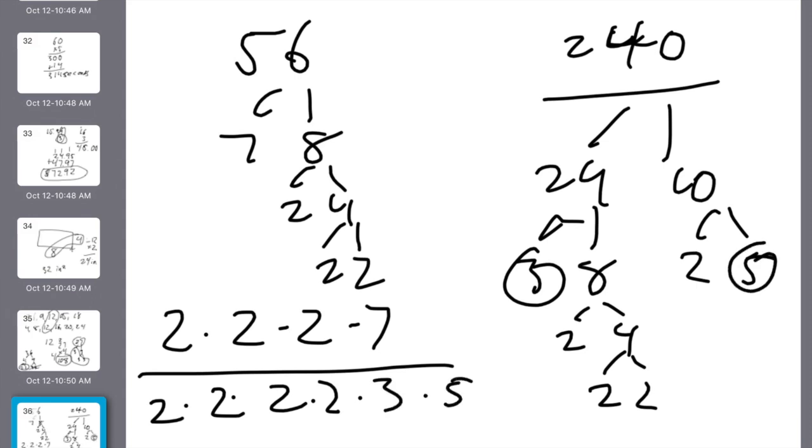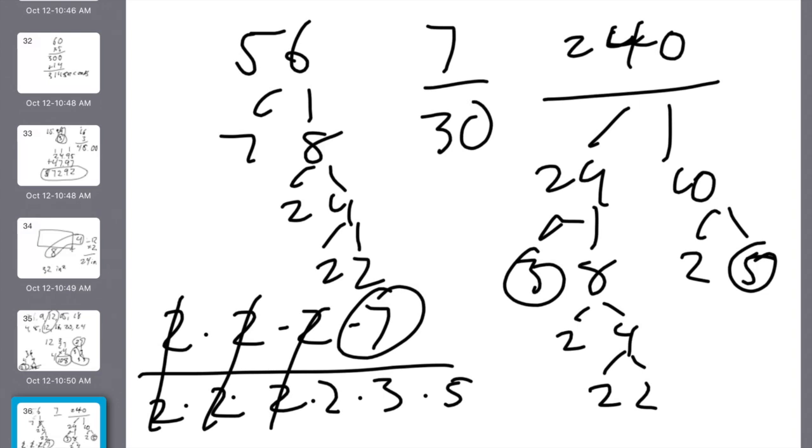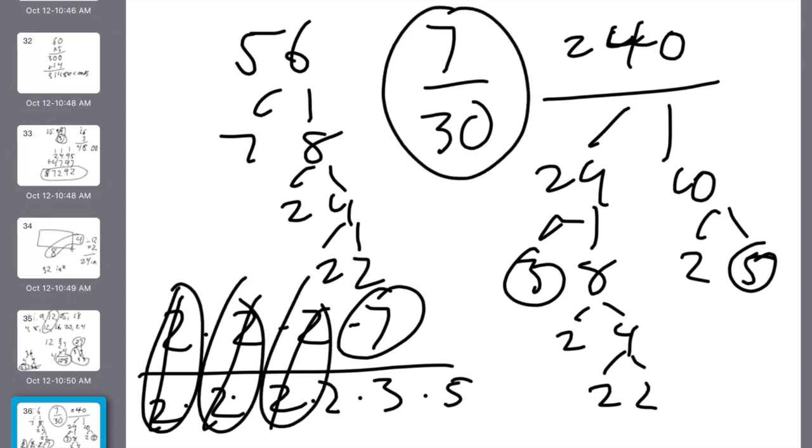I have this 3, and I have that 5. Okay, so now, guys, you cross, cross, cross, and on the top I have 7, and on the bottom I have 2 times 3 is 6 times 5 is 30, so my answer is 7/30. If I ask you what's the greatest common factor, it's the numbers I crossed out, so 2 times 2 times 2 is 8. That would be the greatest common factor of those. That was number 9.